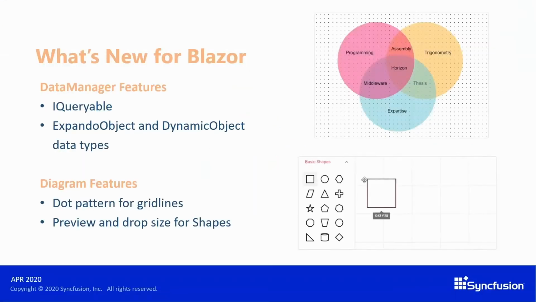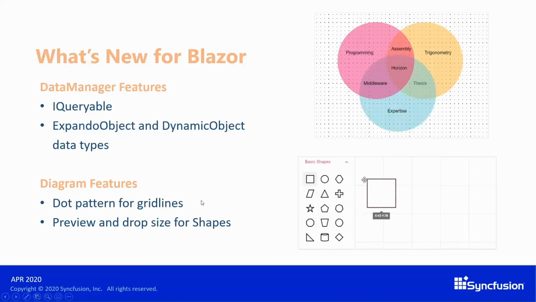Now we'll see the feature updates for data manager and diagram component. So to the data manager component, IQueryable support has been added now, so that you can start performing the data operations and CRUD actions on the server side. And you can also perform the same CRUD and data operations using the expando object as well as the dynamic object types.